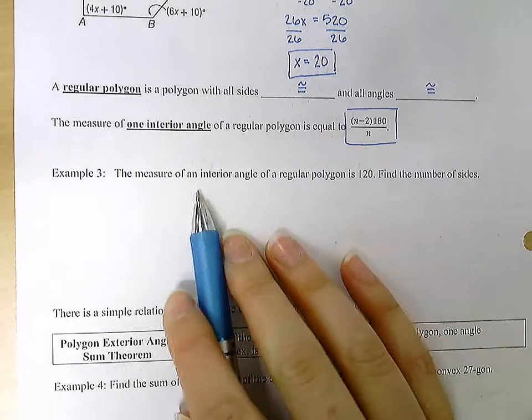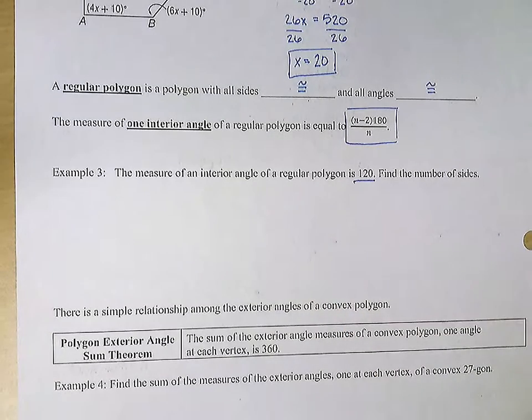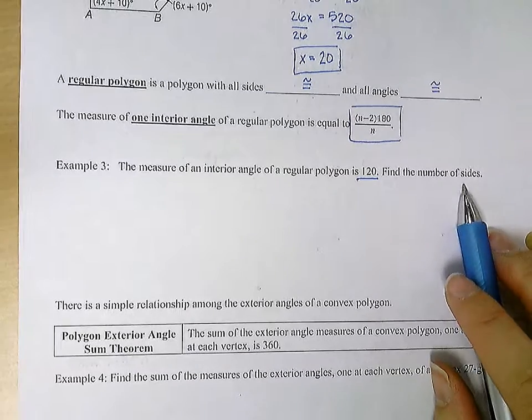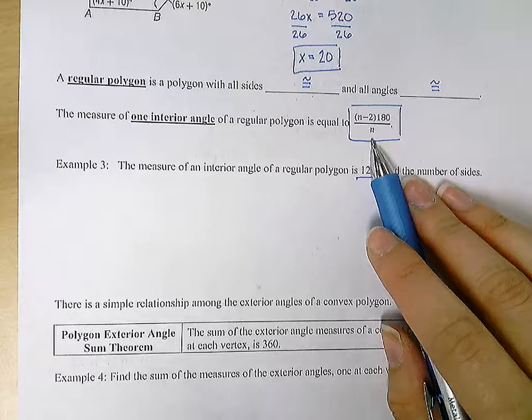So the measure of an interior angle of a regular polygon is 120. So again, you do need to pick out certain information in these types of problems. So you have the measure of one interior angle already. Okay, and we want to find the number of sides. Keeping in mind your number of sides is n. So we want to solve for n.